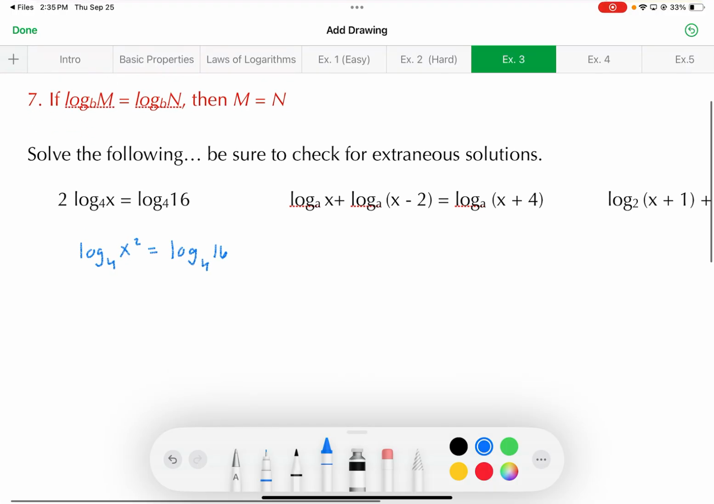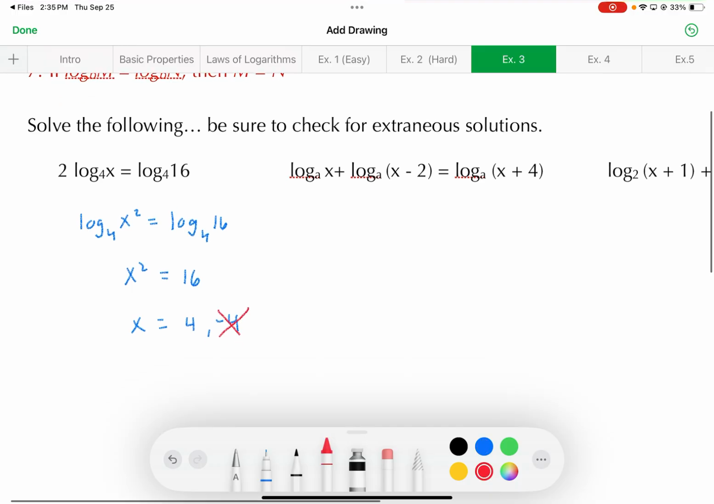Power property, two logs with the same base equal to each other, their arguments are equal. I'm going to get 4 or negative 4, but negative 4 would be ruled out in this case. Why? It would make this logarithm undefined. Log base 4 of negative 4 is undefined, so 4 is our only solution.